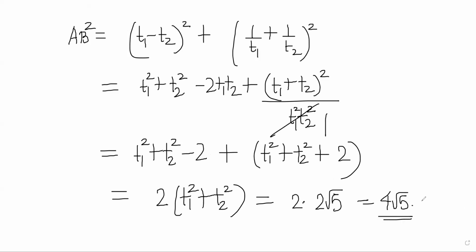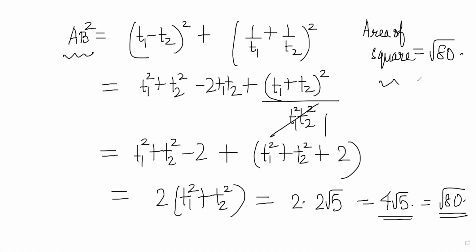4 root 5 is basically root over 80. So length of the side square is root 80. So area of square is root over 80. And the question asked the square of the area. So square of the area would be simply 80. So this was a little complicated because we have an unusual type of situation.